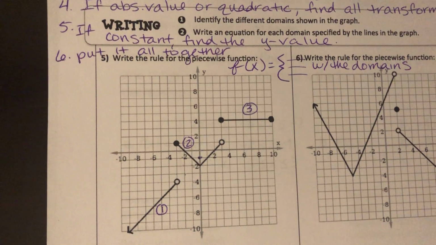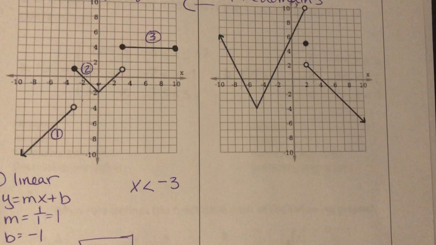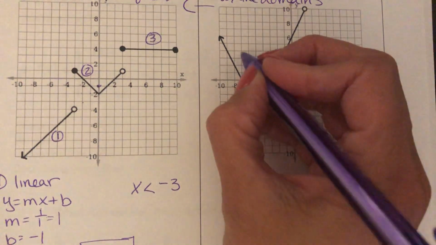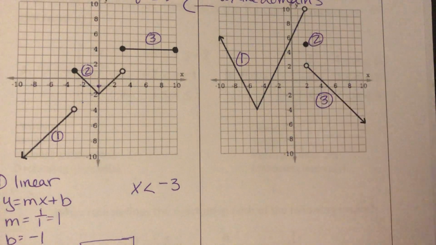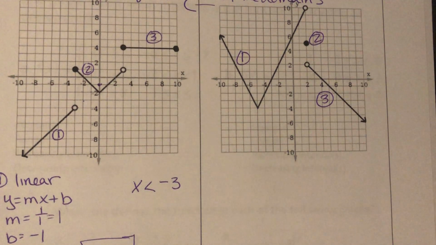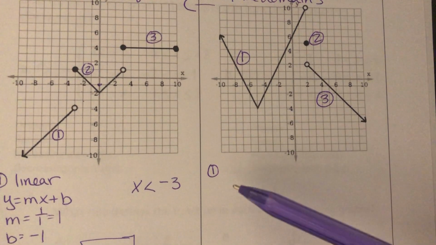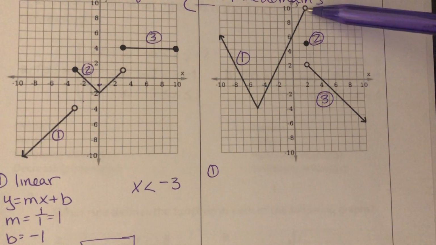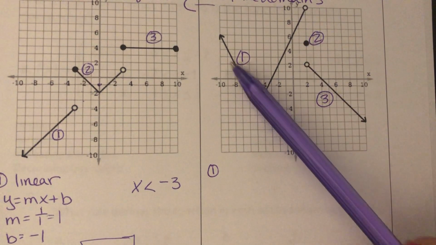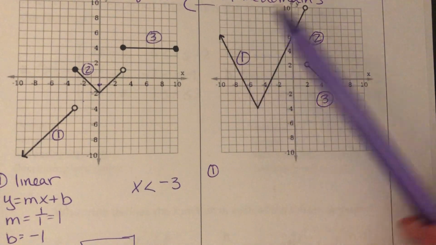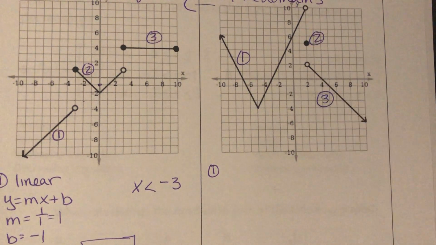Let's do some more. Let's do this one here. So I have 3 pieces. 1, 2, 3 pieces. So let's start with the first piece. My domain is, I know this x value here at 2, and it's going on to negative infinity, so that means that x has to be less than 2.